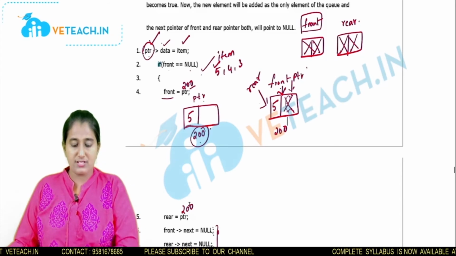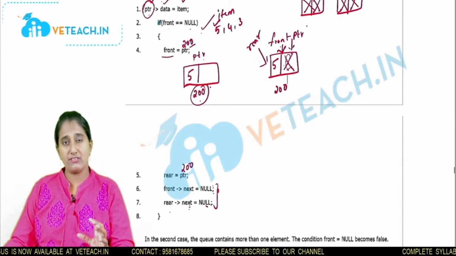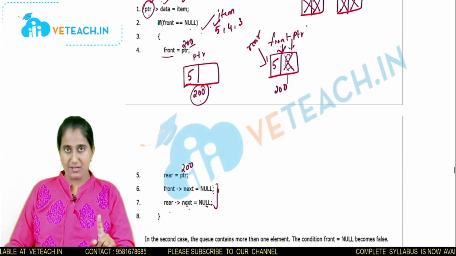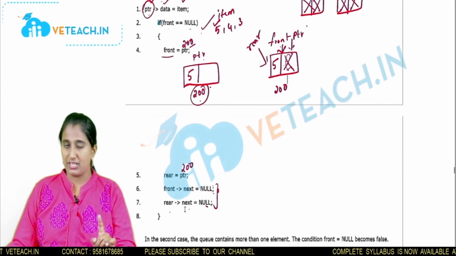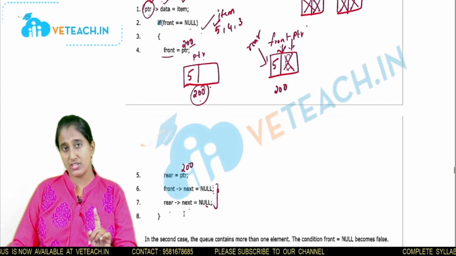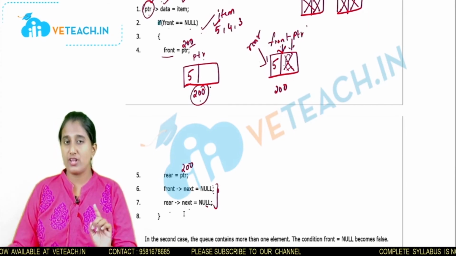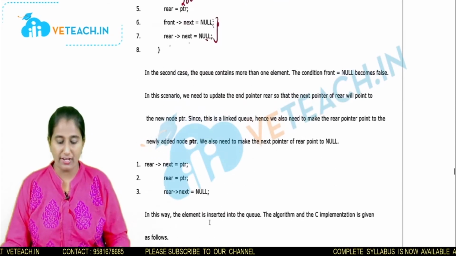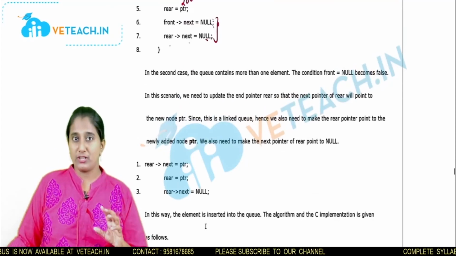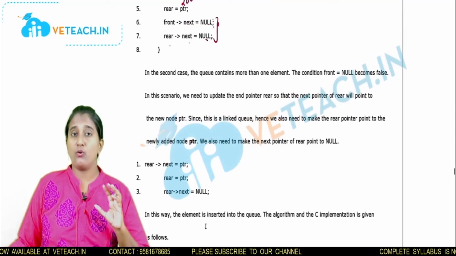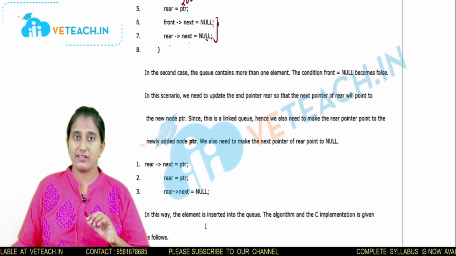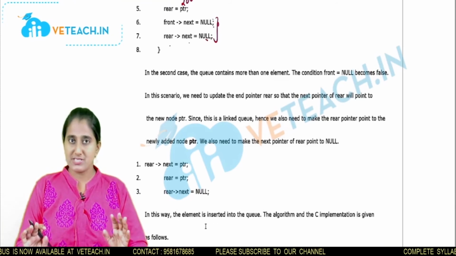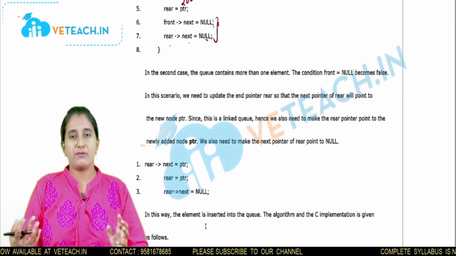This is the condition for when we insert the very first element. If the queue is empty, what is the condition to check? The condition is whether front is equal to null or not. Okay, fine. Now what we need to do is check if the queue is not empty. It means that some elements are there. We don't know how many elements there are. It might be one or more than one.